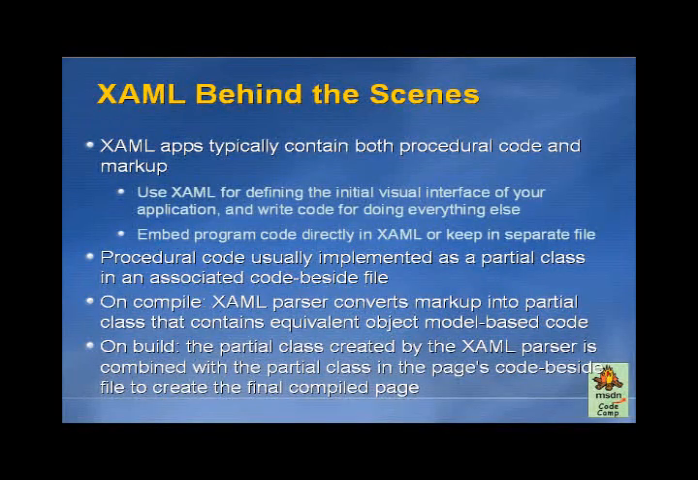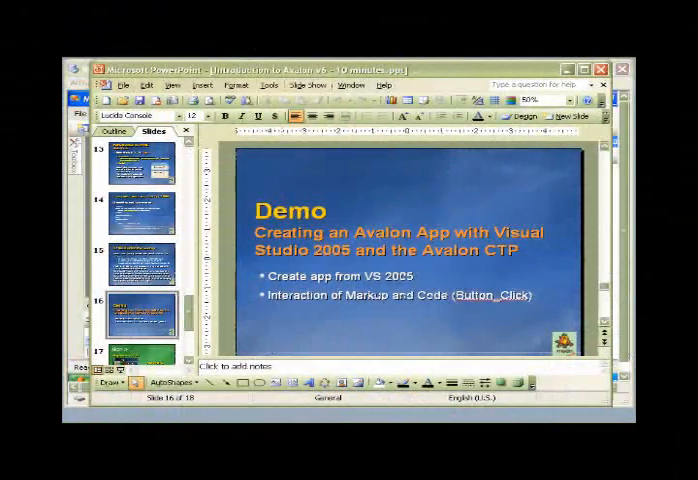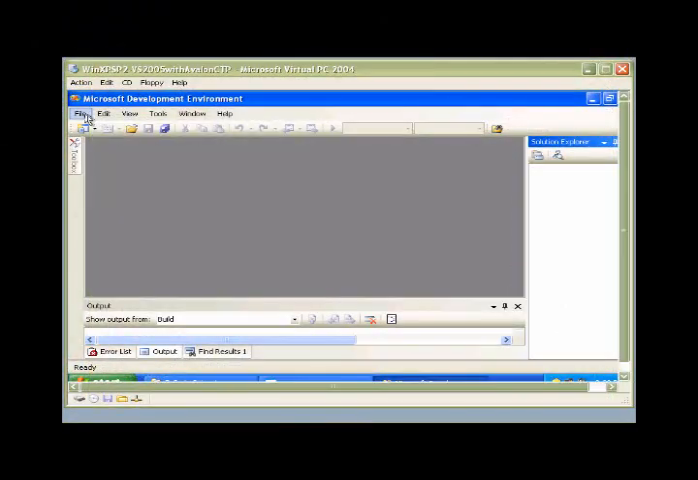When you compile this Avalon application, the XAML parser converts the markup into a partial class itself that contains the equivalent object model code. When you build your project, the partial class created by the XAML parser is combined with the partial class from the procedural code into one page. So let me show you how that's going to work right now. Back to our little demo.